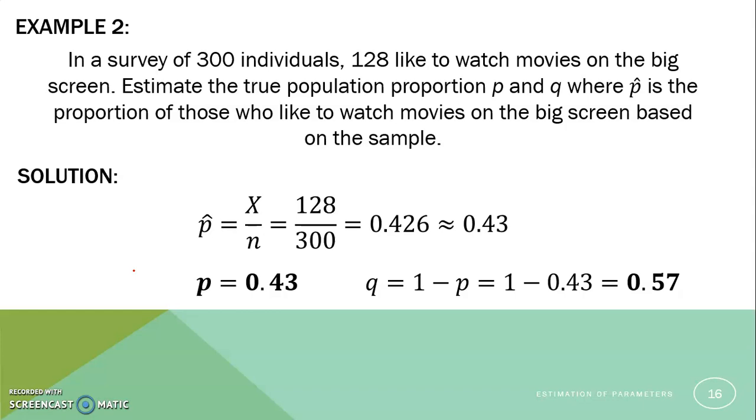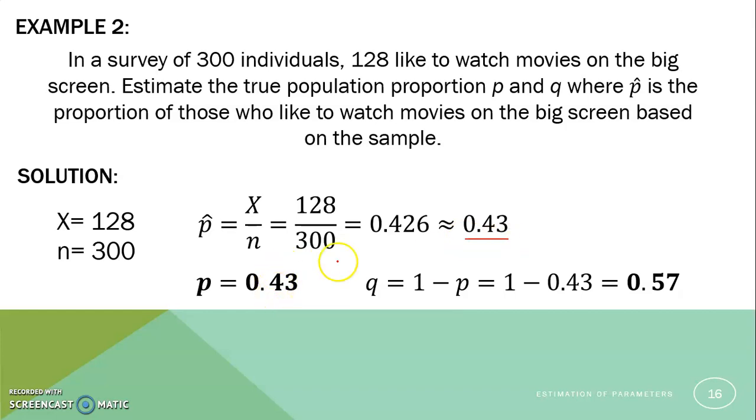In a survey of 300 individuals, 128 like to watch movies on the big screen. So the task is we are going to estimate the true population proportion P and Q, where P hat indicates the proportion of those who like to watch movies on the big screen based on the sample. So we have our given X is 128 and we have our N which is 300. To get our P hat, we just divide 128 by 300. So we obtain 0.426, or we may round it off to 43 hundredths.